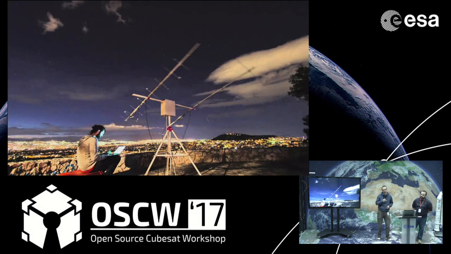So about 3 years ago, we started SatNOGS with the idea to build a distributed network of ground stations that would be accessible, cheap, and, of course, open source, and really easy for someone to get started and crowdsource the whole idea of satellite observations.